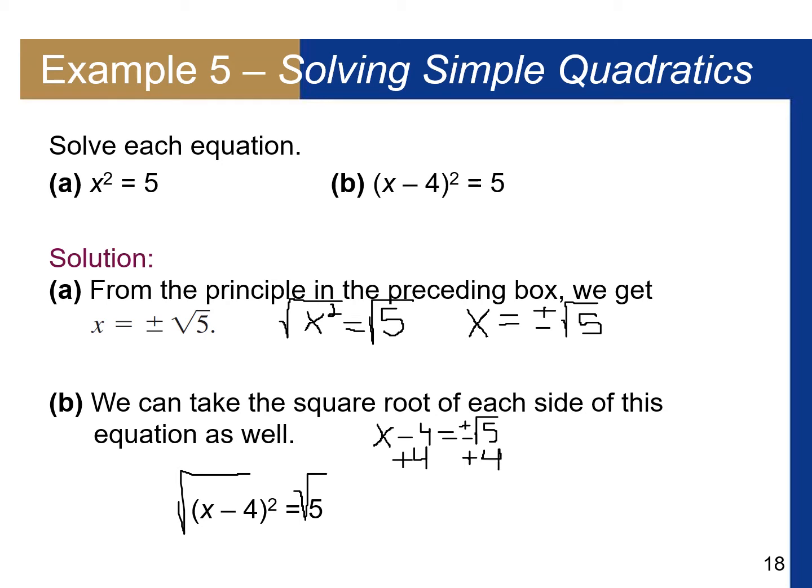And when I do that, I will now have x equals 4 plus or minus the square root of 5. And that doesn't break down any further, so you leave it like that. So you have two answers here: 4 plus the square root of 5 and 4 minus the square root of 5.